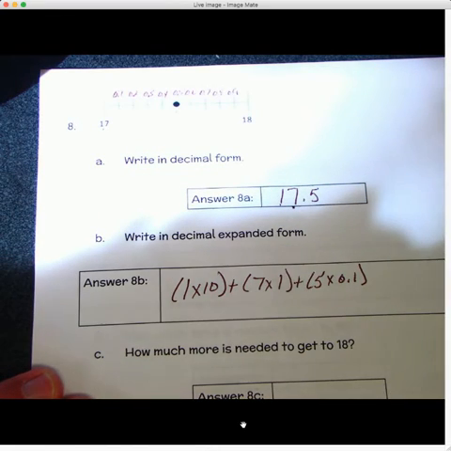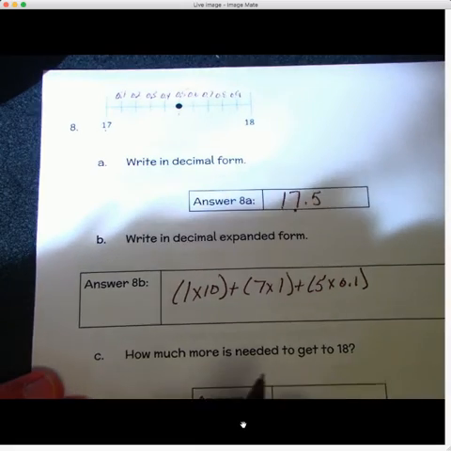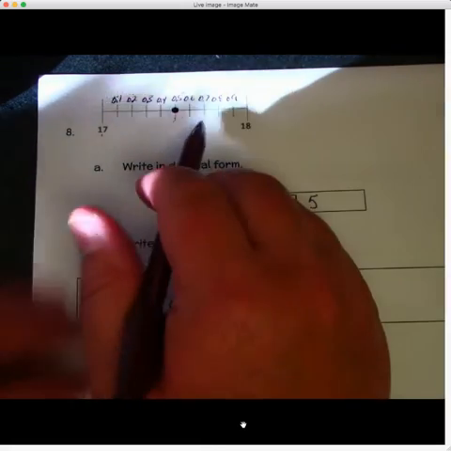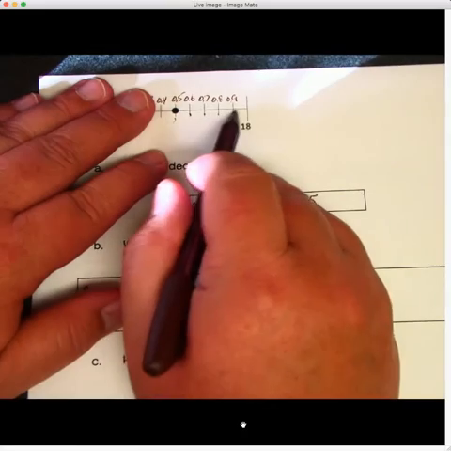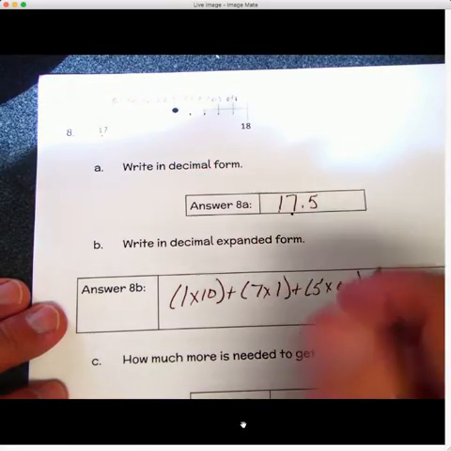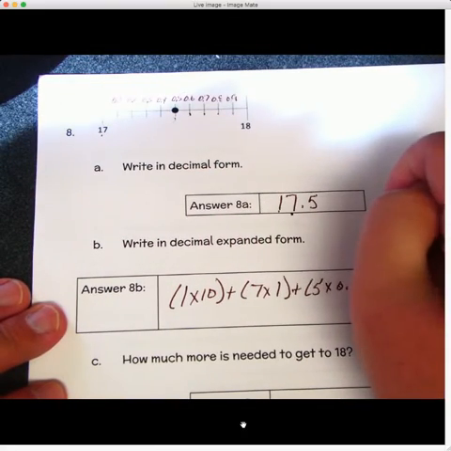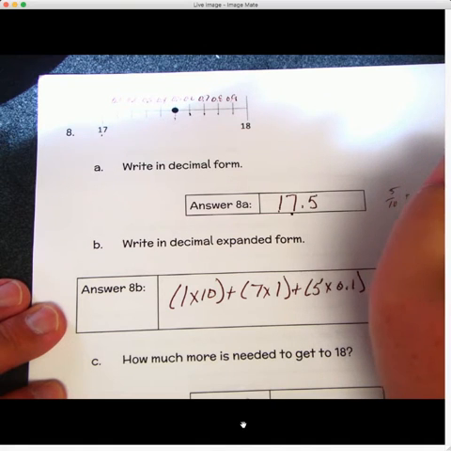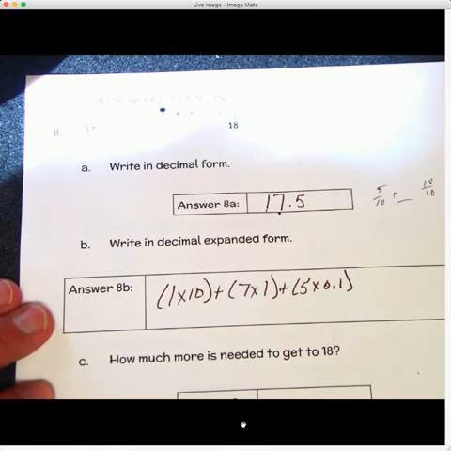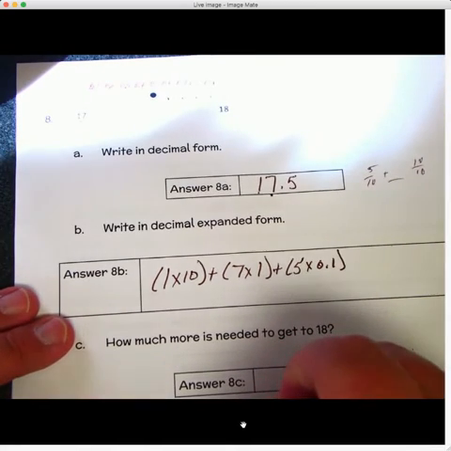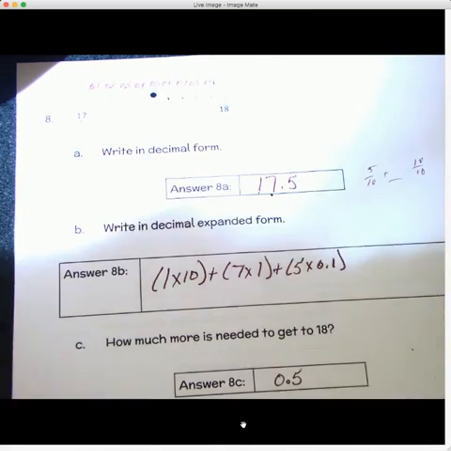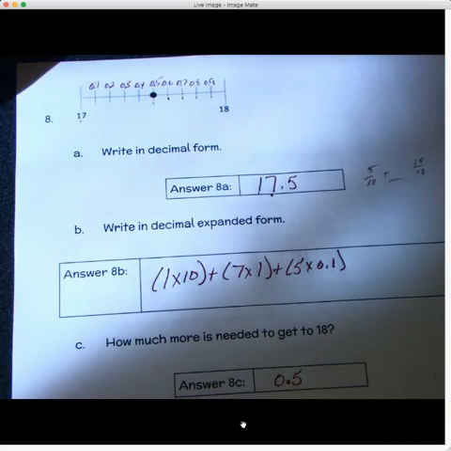So how much more would be needed to get to 18? Well, we can look at the number line if we want to on this one and go, we would need 1, 2, 3, 4, 5/10 more. Or we could think about it like this. If I have 5/10, what do I need to add to that to get 10/10? It would be 5/10 more, wouldn't it? 5 plus 5 is 10. So we have to write it as a decimal, though, 0.5, 5/10.